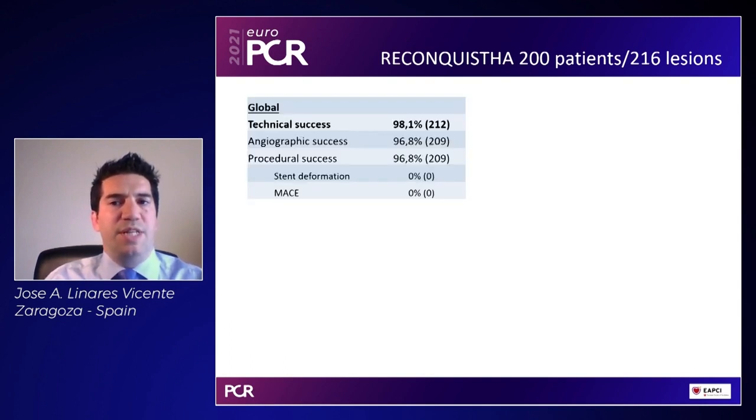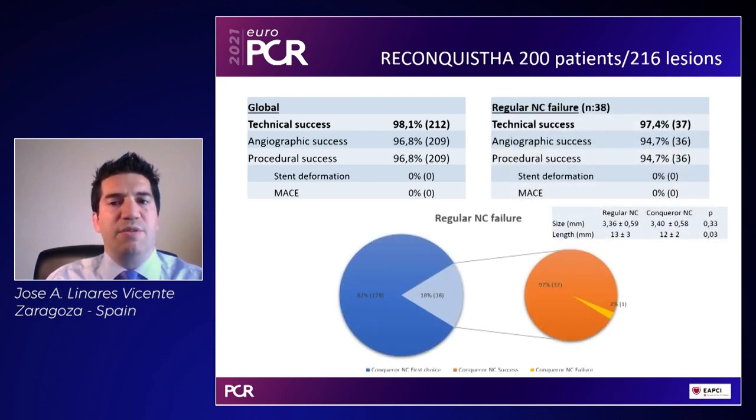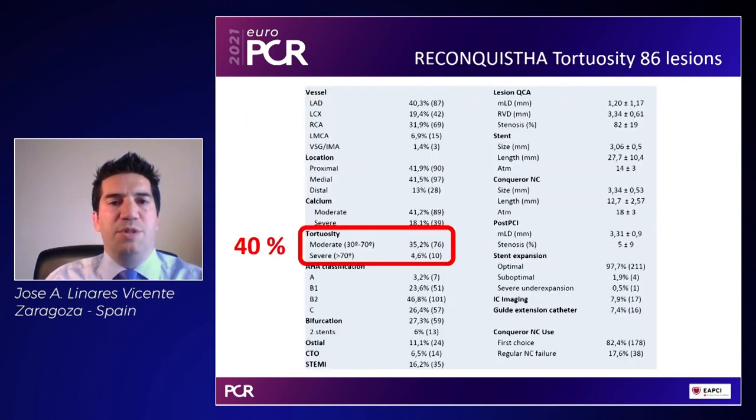With respect to the total number of lesions, the technical success was 98%, and angiographic success and procedural success were the same, 96%. No stent mechanical complication or MACE were reported by the investigators. As I previously said, of utmost importance are the results in cases of regular NC balloon failure. Sizes of Conqueror balloon were similar, and Conqueror reached a technical success of 97%. The Conqueror just failed in one lesion. Obviously, these results exceed the 30% expected in the hypothesis.